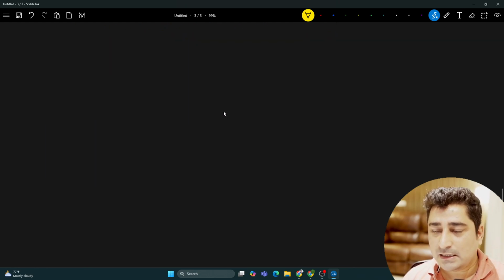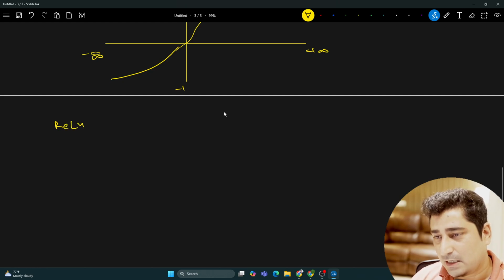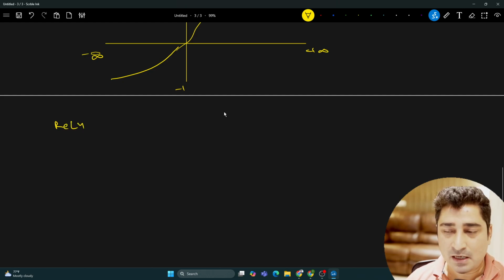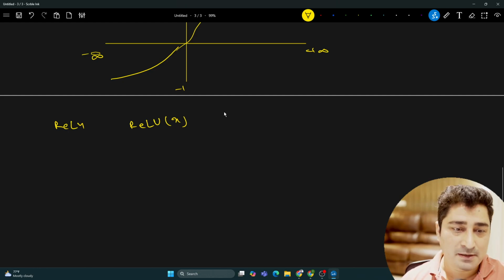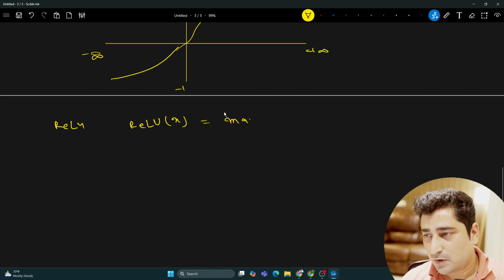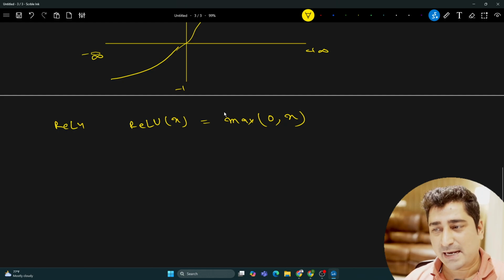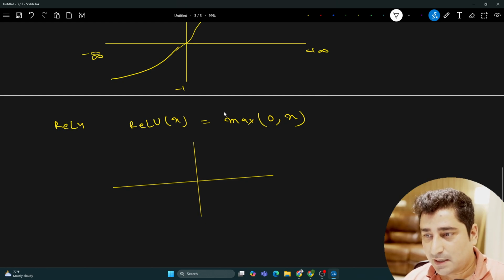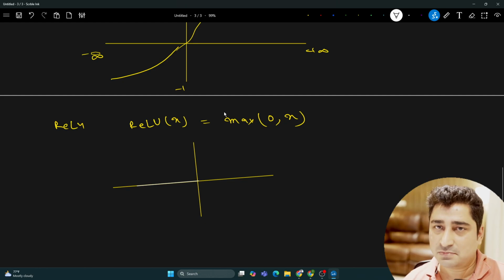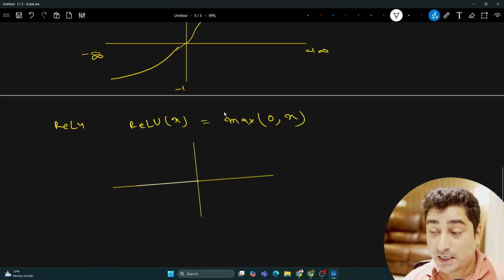Now there is another famous activation function that you will frequently use, called the rectified linear unit, or ReLU. For any input inside this rectified linear unit, it will give you an output that is the maximum of the input and 0. Only on the positive side is it going to give you the output. For a negative input, the output is going to be 0.